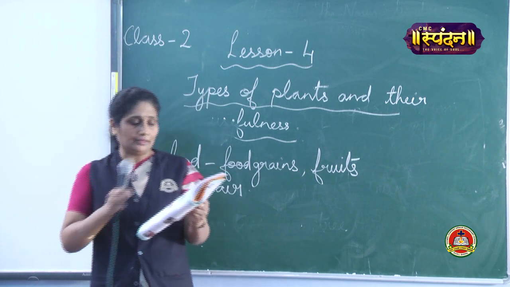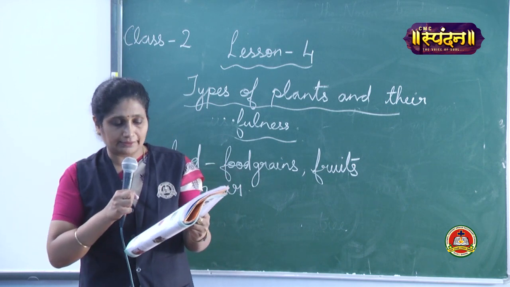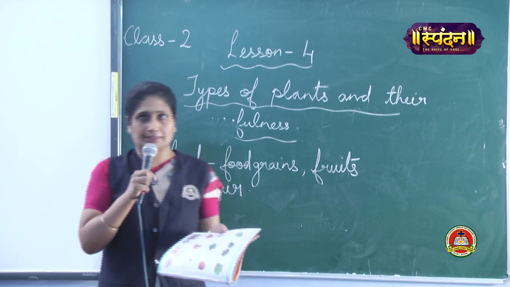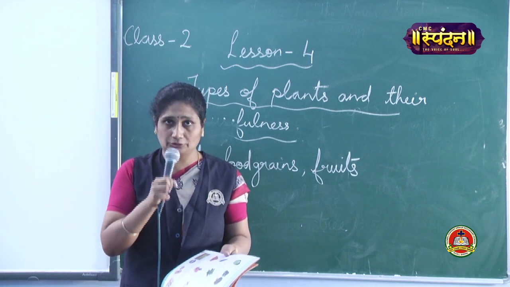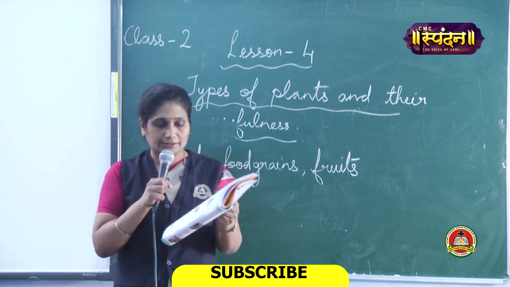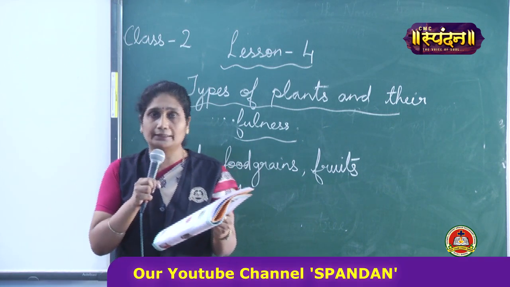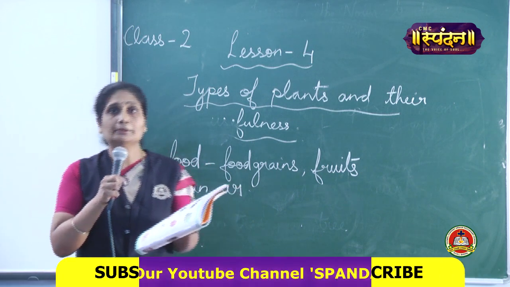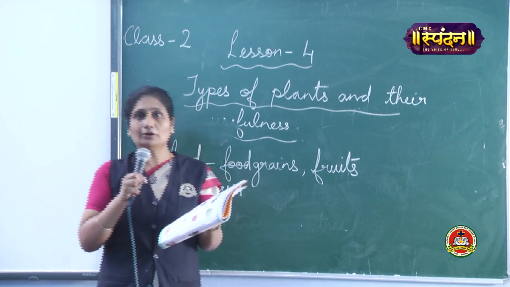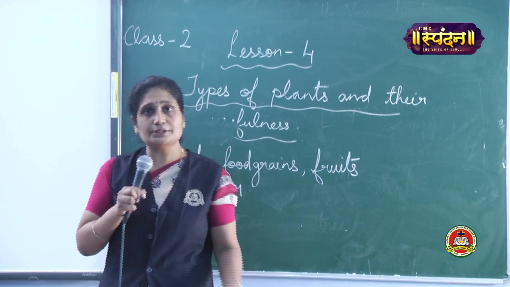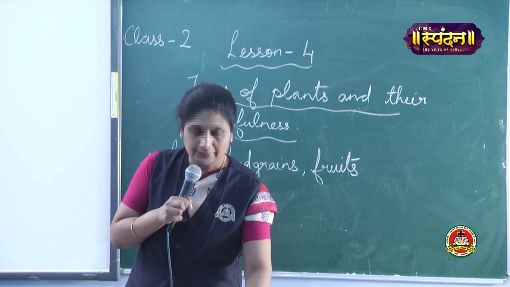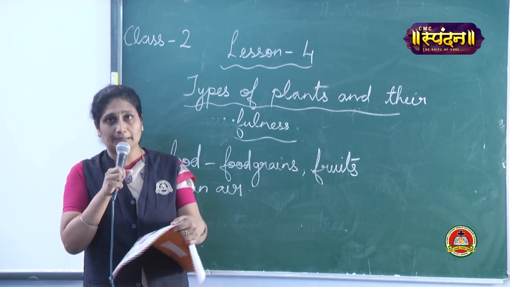Now, the stems of sugarcane give us sugar to sweeten our food. Sugarcane means ganna. So the stem of that sugarcane we use for our food. Potatoes and ginger are the stems that grow under the ground. What do you mean by potato? Potato means aloo and ginger means adrak. So we use them in our food also. Ginger is very good for our health. So it is a medicinal plant also.